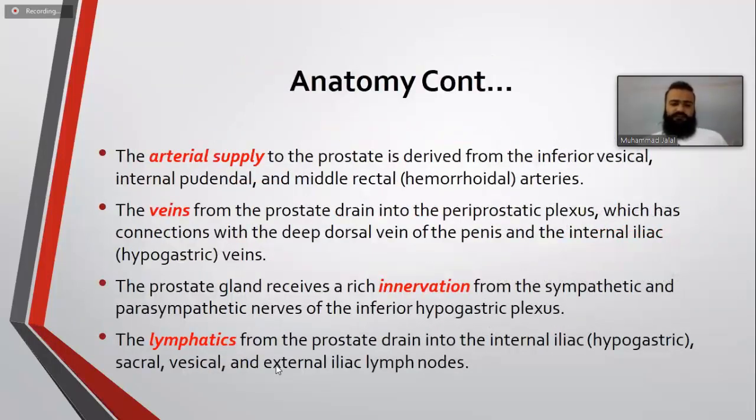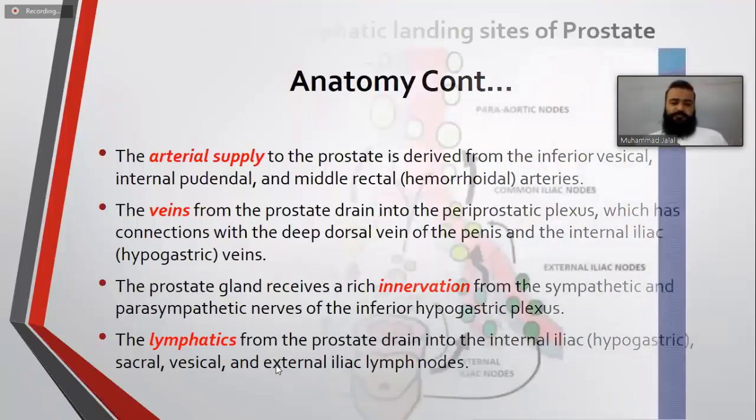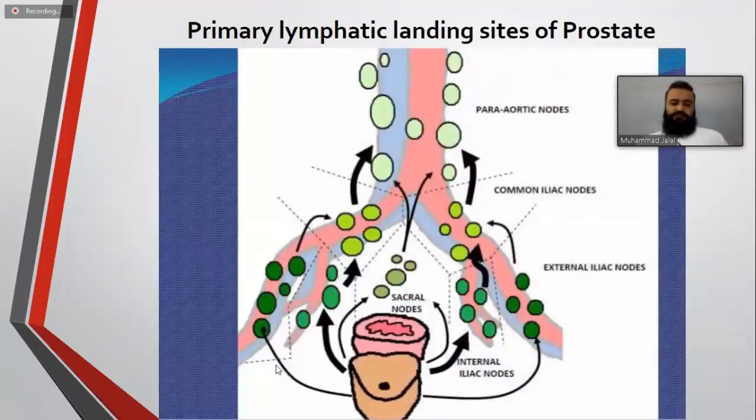Arterial supply is from the inferior vesical, internal pudendal, and middle rectal arteries. Veins from the prostate drain into the periprostatic plexus, which has connection with the deep dorsal vein and the veins in the internal iliac vein. Prostate receives rich innervation from the sympathetic and parasympathetic nerves of the inferior hypogastric plexus. Lymphatics from the prostate drain into the internal iliac, sacral, vesical, and external iliac lymph nodes. In this diagram, they are shown that the prostatic lymph goes to which node.